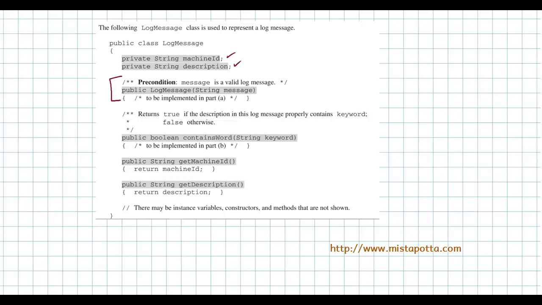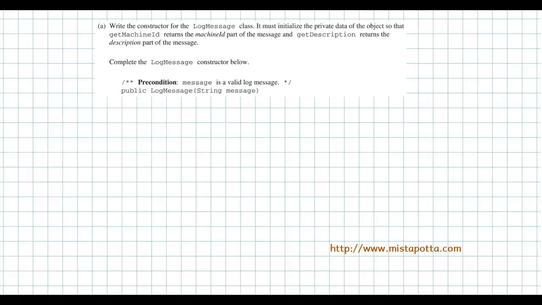Remember, the purpose of a constructor is to initialize these variables. And then later on, we're going to talk about how we tell if a particular log contains a keyword. So we're going to start with this constructor, the idea that given a message, we can break it up into its constituents. Remember that we need to fill in those private data variables. And what's really key to remember is that it was the machine, and then a colon, and then we had some description.